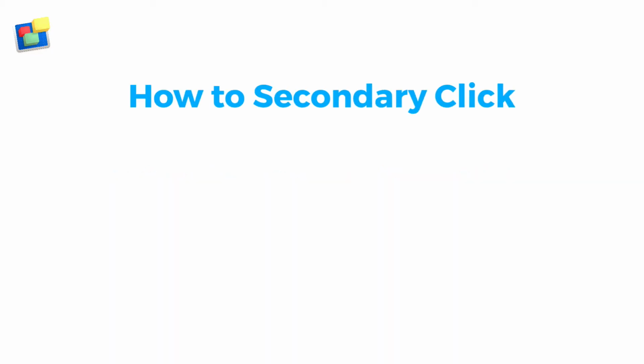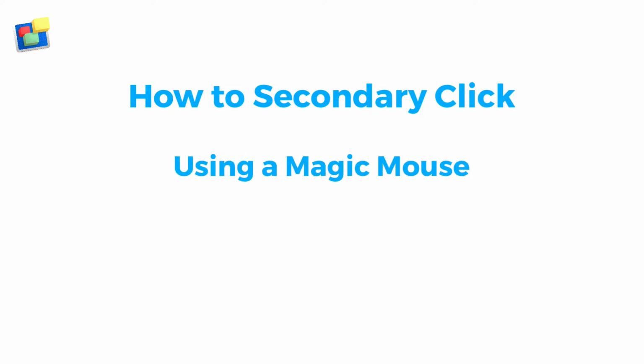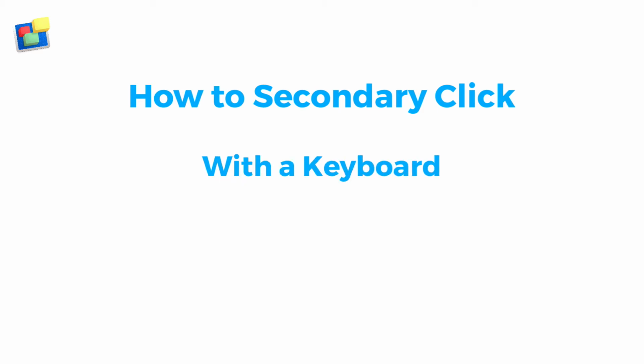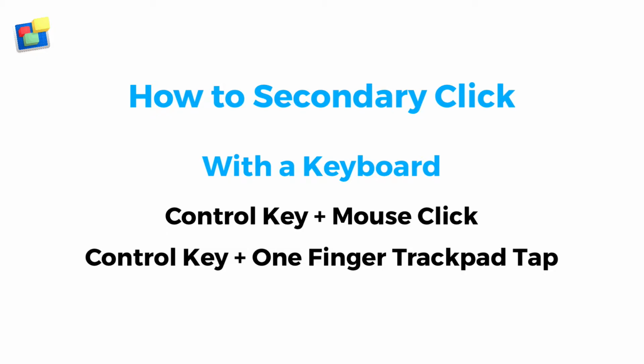You can secondary click in a number of different ways, depending on how your macOS system is set up in System Preferences. For example, if you use a trackpad, you can either use a two-finger tap on the trackpad or use the bottom left or bottom right corner of the trackpad. If you have an Apple Magic Mouse, all you need to do is press the right side of the mouse, or again use a two-finger tap. Lastly, you can use a mouse or trackpad in combination with the keyboard by holding down the Control key whilst clicking the mouse or doing a one-finger tap on the trackpad.